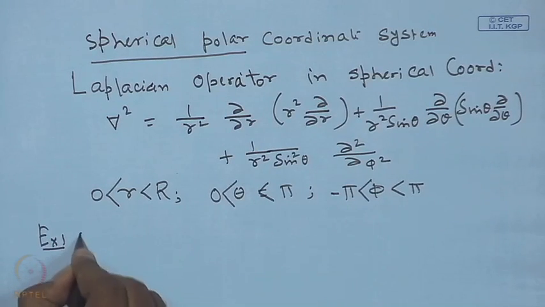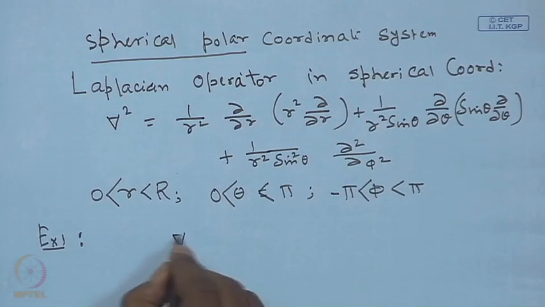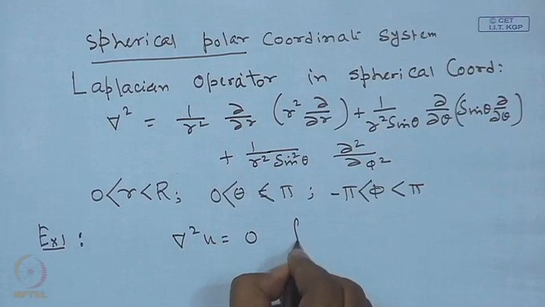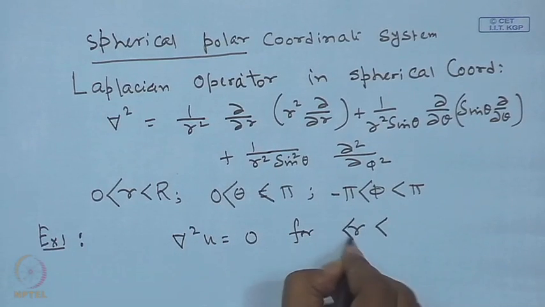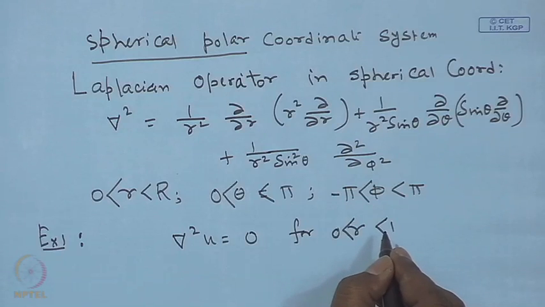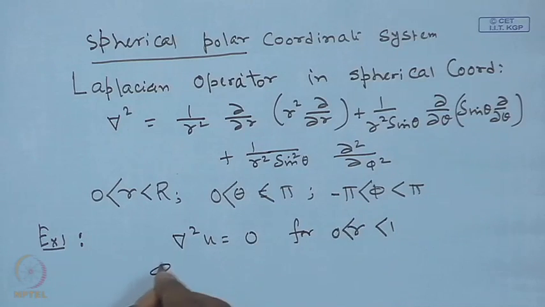The first example is the solution of grad square u equal to 0 for r lying between 0 and 1, maybe in the non-dimensional case, and we have a phi symmetry.